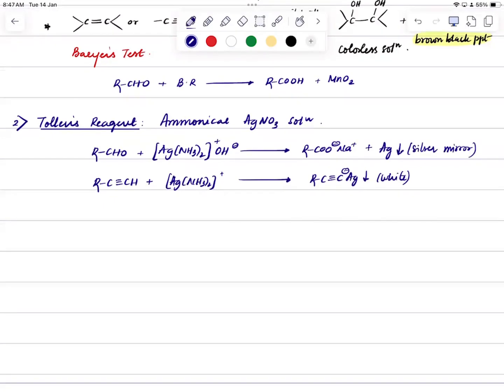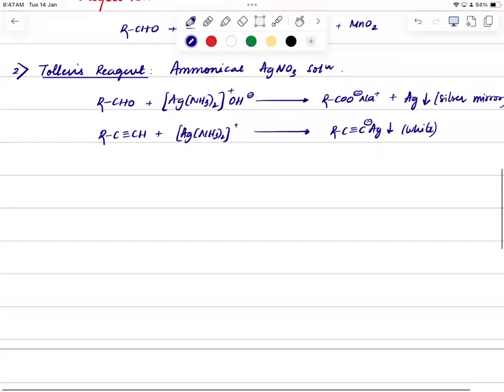So these two are the confirmations where we are using Tollens test, Tollens reagent. Suppose if it is given in the question, which of the following will give you silver mirror test, then you should only think in terms of aldehyde.